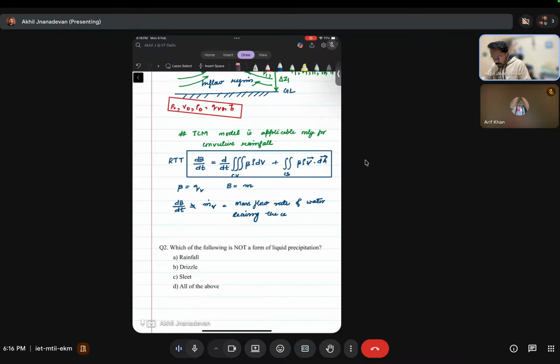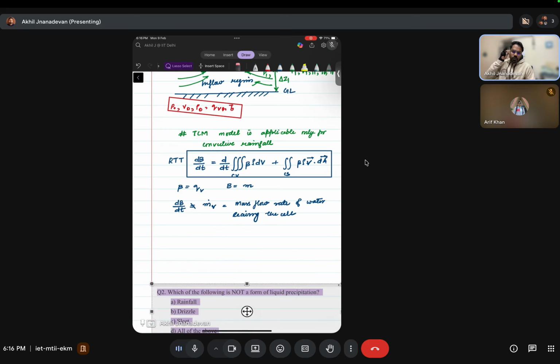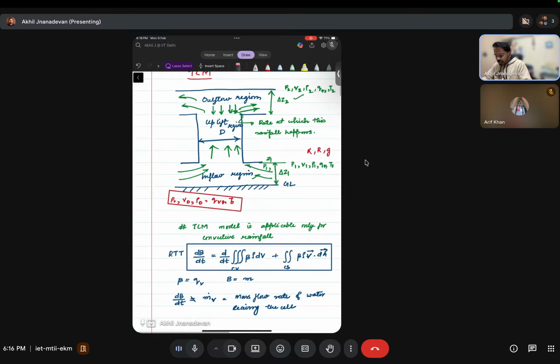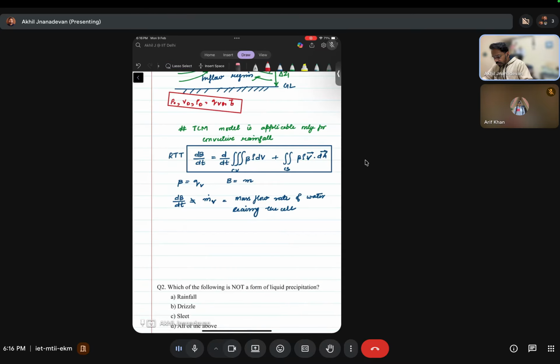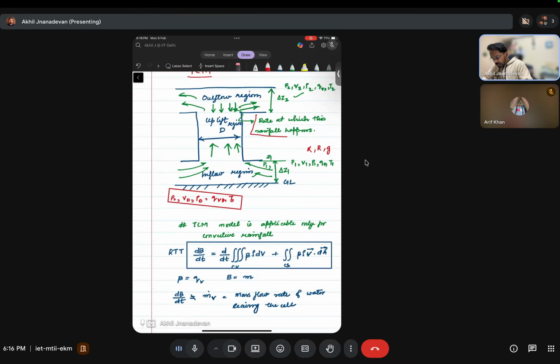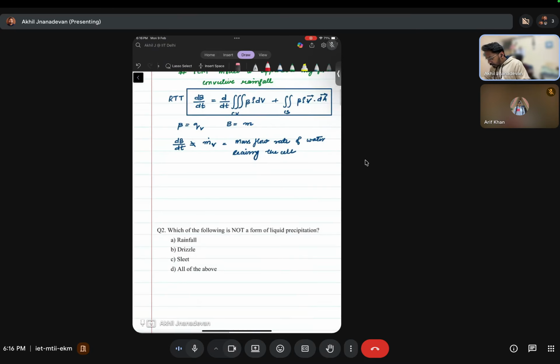We have the thunderstorm cell model. So what is the mass of water leaving the cell? That is something we are interested in, because it can give us the rate at which the rainfall happens. So with the definition of m dot, we'll be stopping the discussion of the thunderstorm model. I just wanted to show how we are getting this intensity.